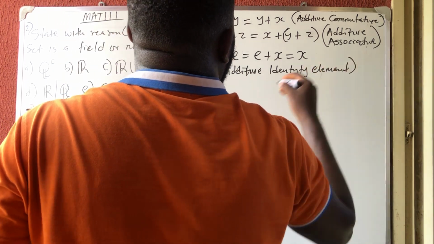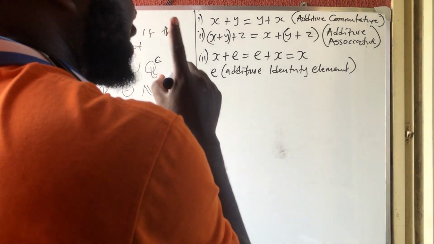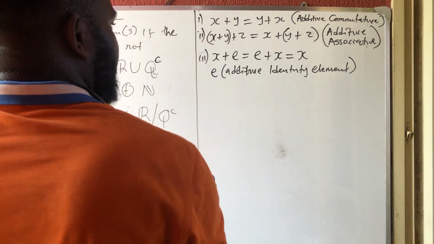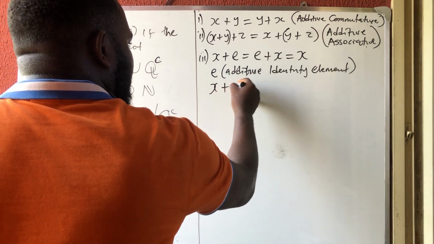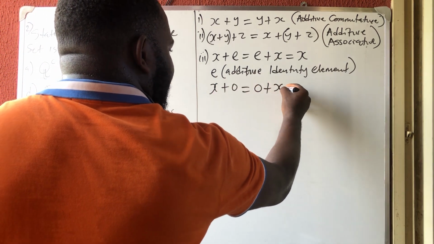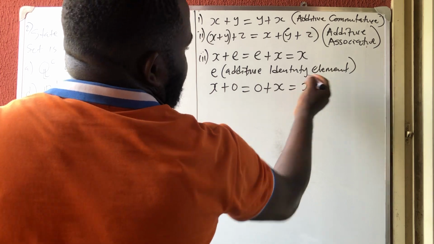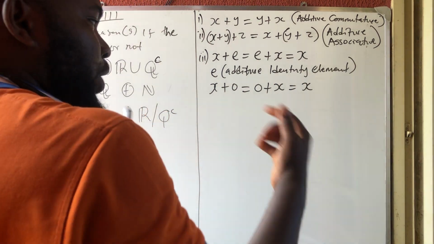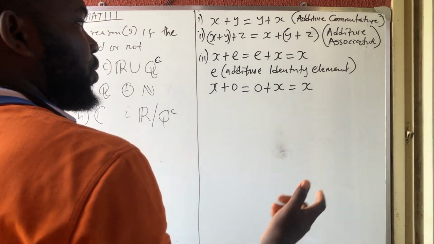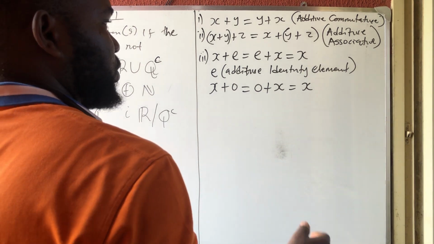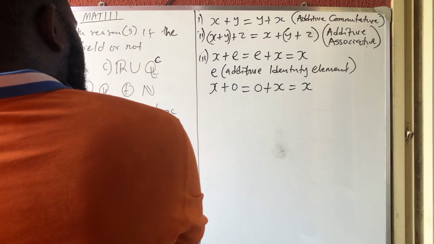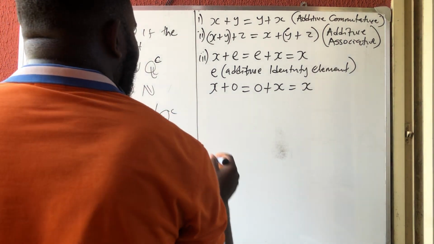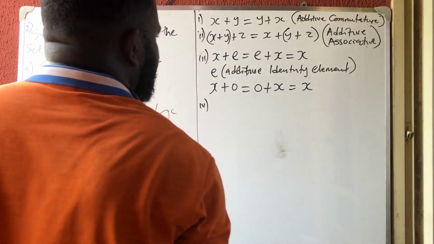Now in addition, the identity element is 0, because x plus 0 is the same as 0 plus any number x, which gives you x. Any number plus 0, or 0 plus any number, you get that number back. 2 plus 0 is the same as 0 plus 2, which is the same as 2. So 0 is what is called the identity element.